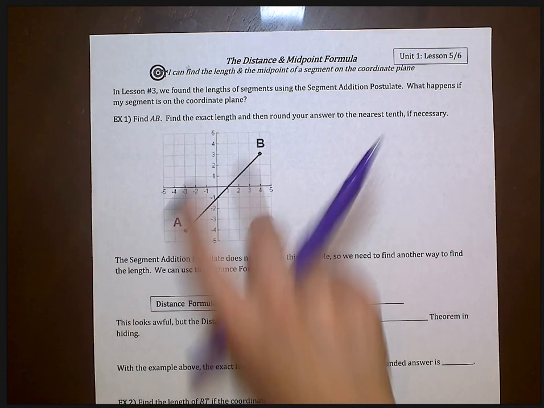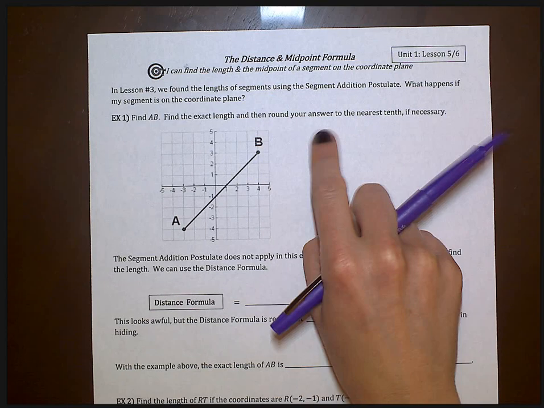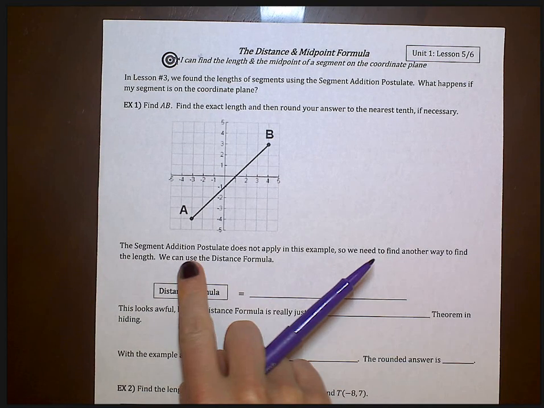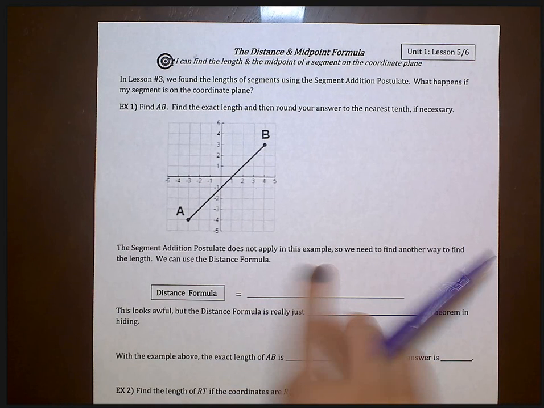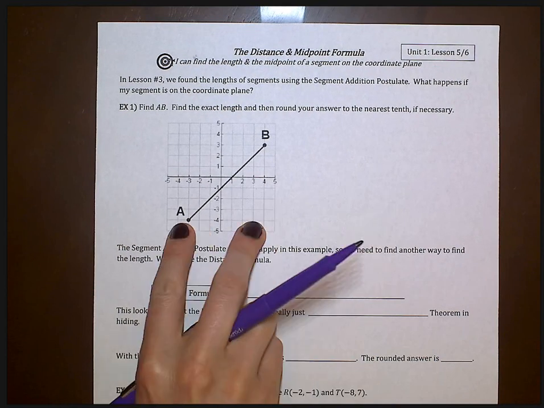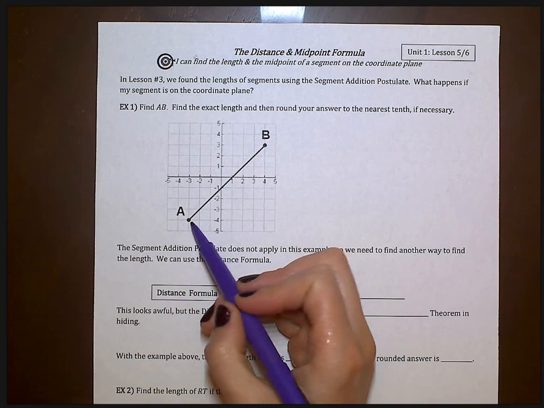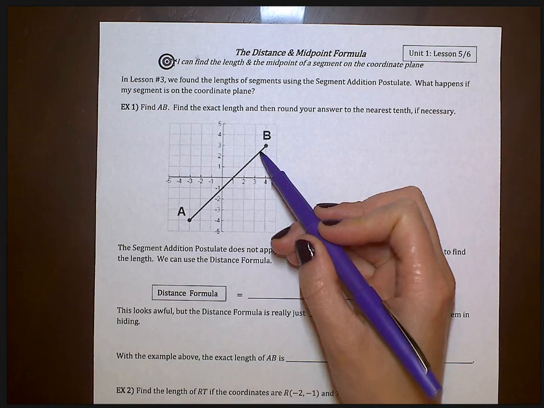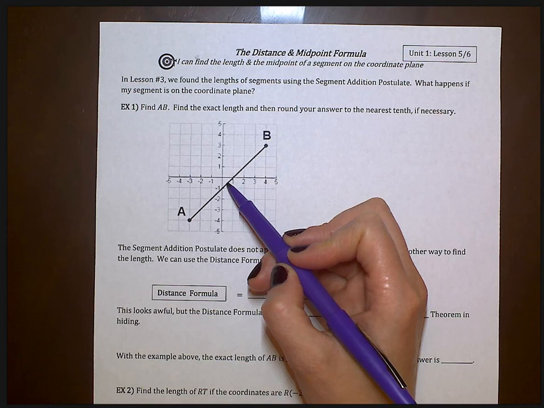They asked me to find the exact length, which I'll explain what that means in a minute, and round my answer to the nearest tenth if it's necessary. Now, realize the segment addition postulate does not apply in this example, since the segment isn't horizontal or vertical on the coordinate plane, I can't just count how long it is. Because it's slanted diagonal like this, I can't count it and be exact. I can get pretty close probably, but not be exact.